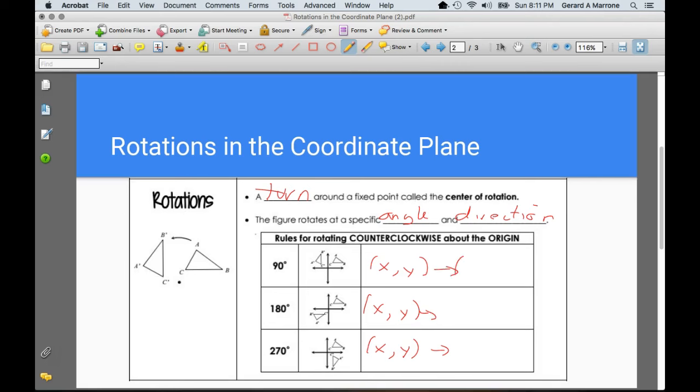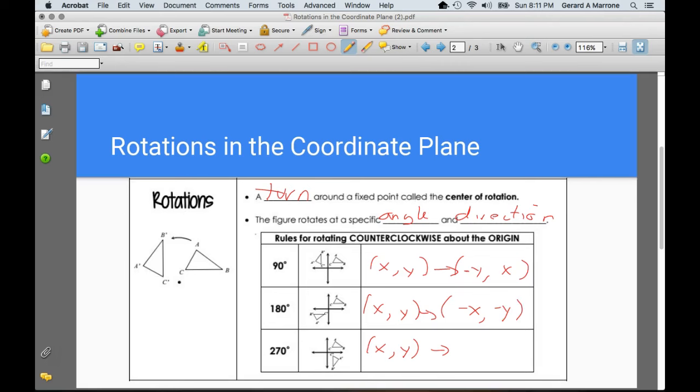If it's going to be a 90-degree rotation around the origin, you're going to flip the order of the points, so it becomes Y, X, and the Y is going to switch its sign from positive to negative or negative to positive. So XY becomes negative Y, X. If it's a 180-degree rotation around the origin, we're just going to make the opposite sign for each point. So it's going to become negative X, negative Y.